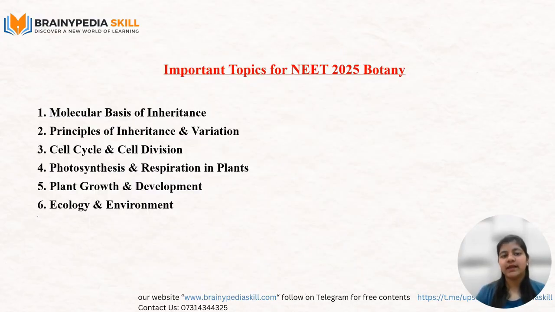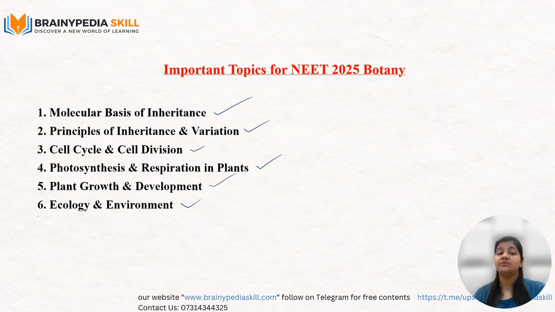So among all the units we have talked about earlier, the most important unit, as you know, is molecular biology, your inheritance chapter, your cell cycle and division, then photosynthesis, plant growth and development, and the last one is ecology and environment. Okay, so these are the most important units where maximum questions are asked every year. Okay, every year.